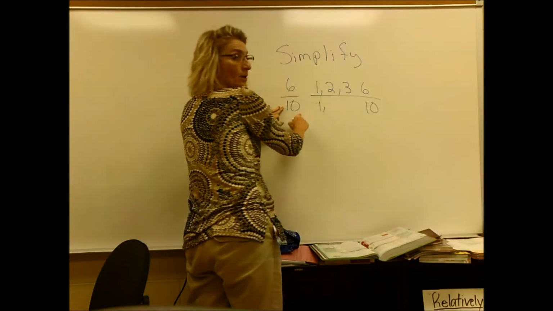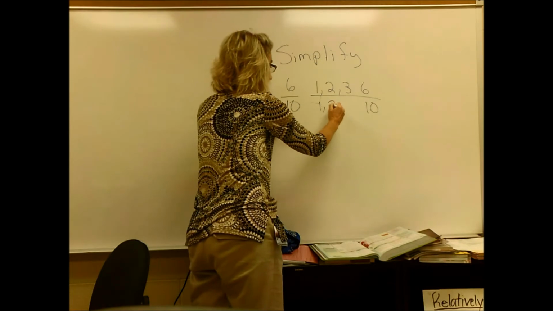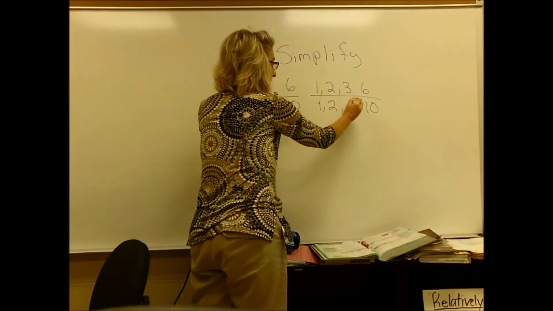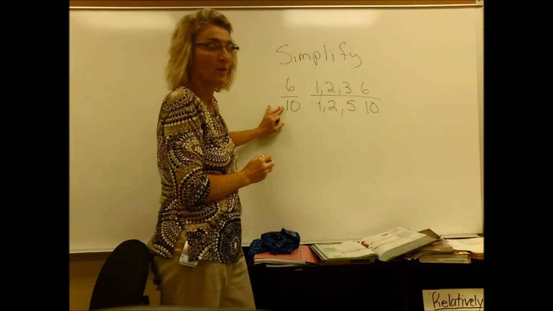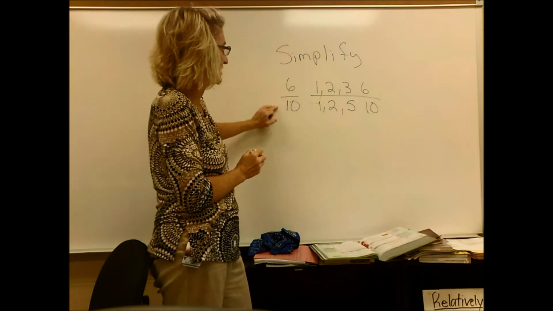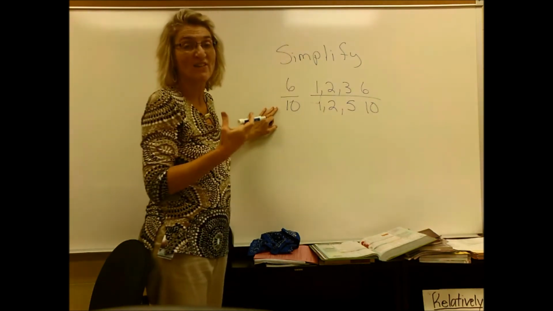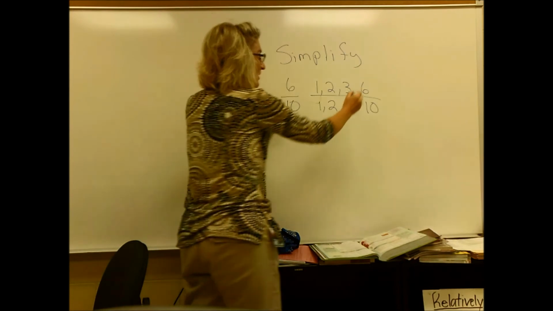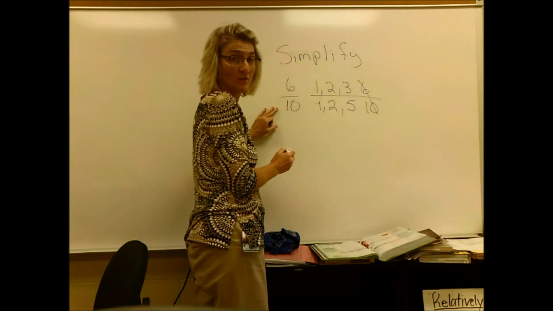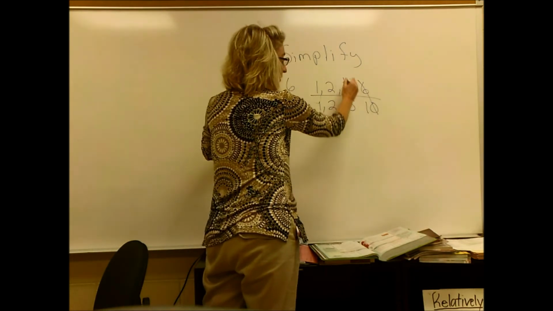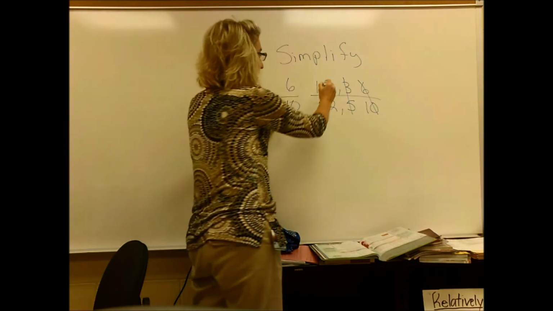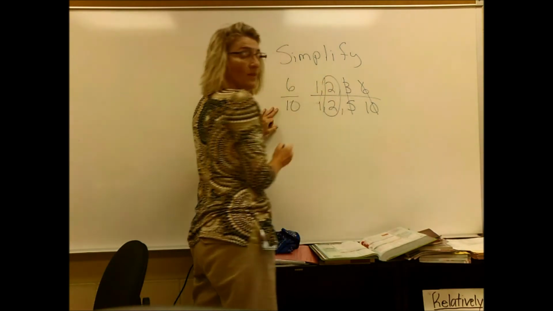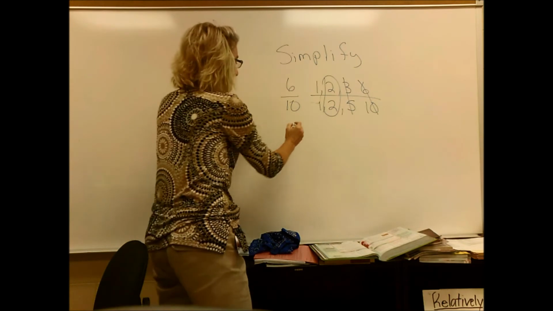And then I know 2 will because 10 is even. And 2 times 5. Those are all of my factors for 6 and 10. Well, now we have to find a greatest common factor. Well, 6 and 10 are not in common. 3 and 5 are not in common, but 2 is a common factor.